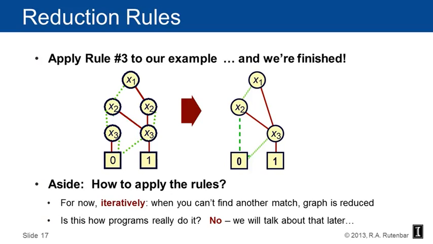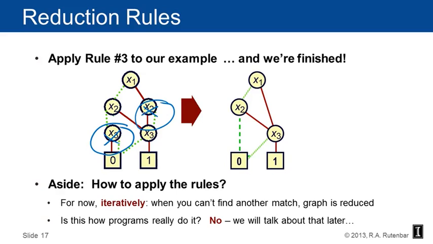We can immediately look at this and see that the X3 on the left is redundant because both of its children go to the 0 node. And the X2 on the right is redundant because both of its children go to the X3 node, and so I can kill both of them.